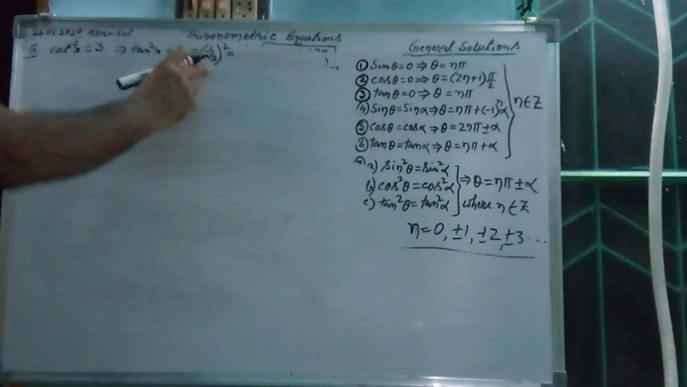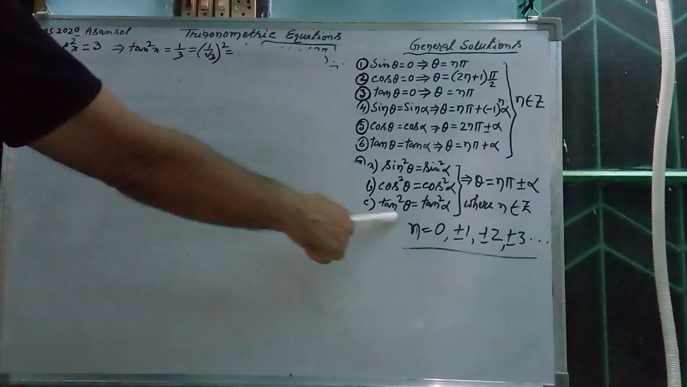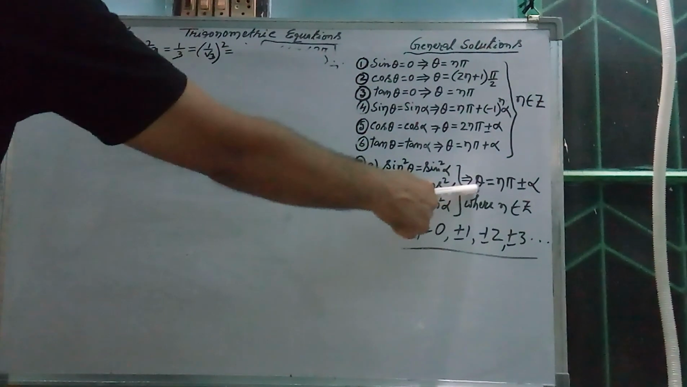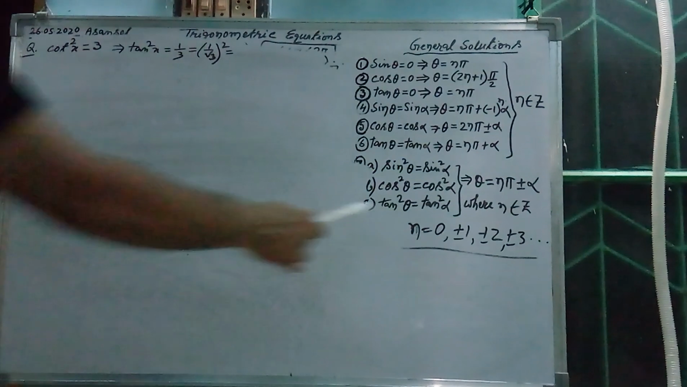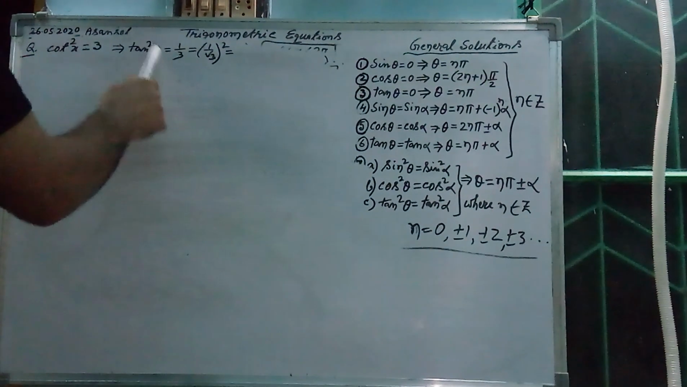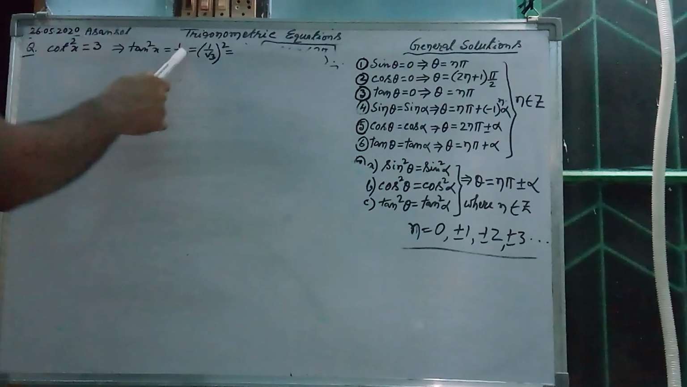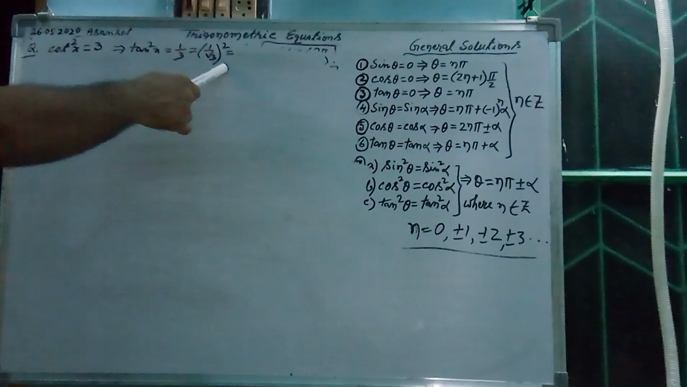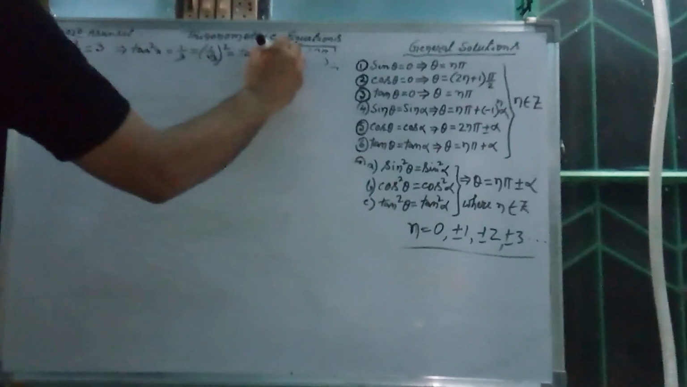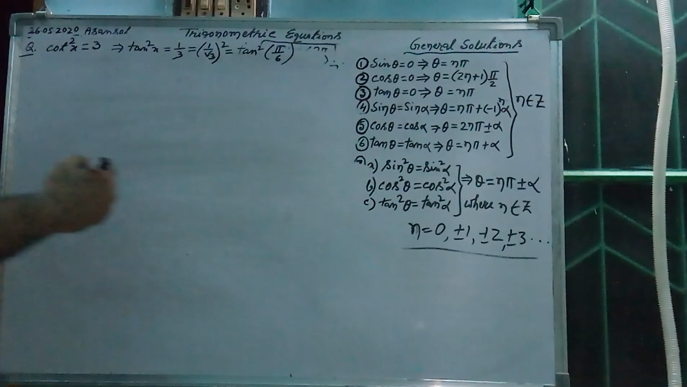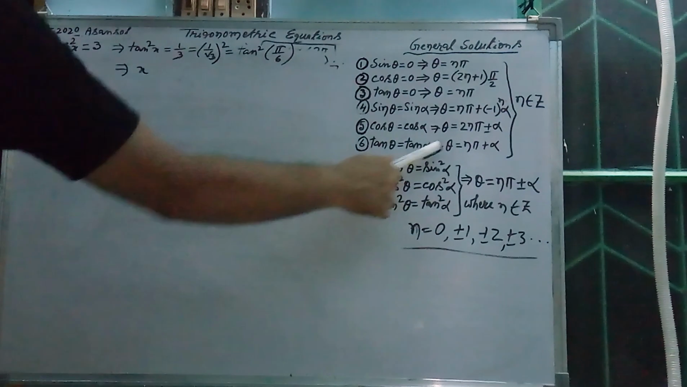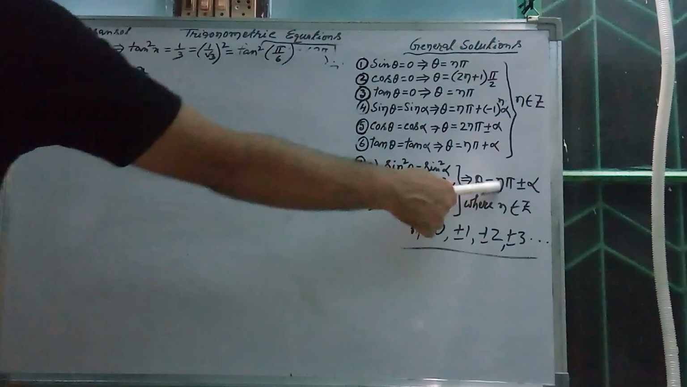Why have I written it like this, (1 by root 3) whole square? We are trying to bring it in the form of tan square theta is equal to tan square alpha. If tan square theta equals tan square alpha, then theta is equal to n pi plus or minus alpha. So tan square x is equal to (1 by root 3) whole square, which is equal to tan square pi by 6. This implies x is equal to n pi plus or minus pi by 6.